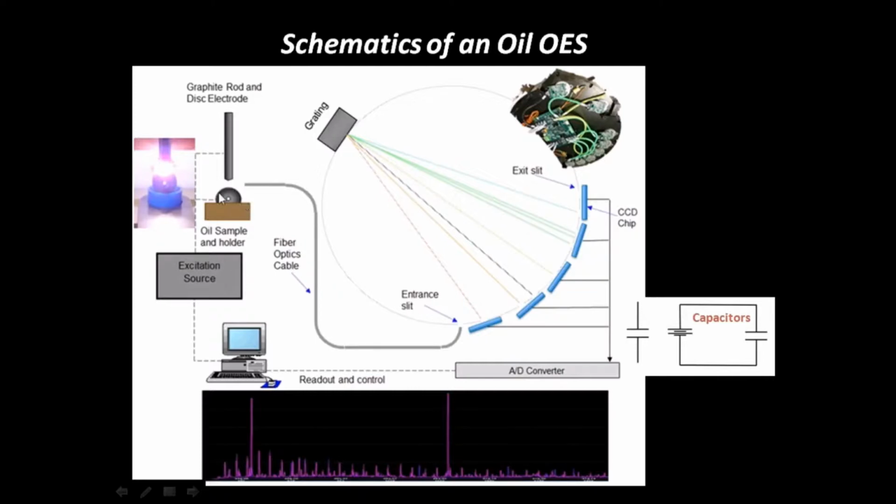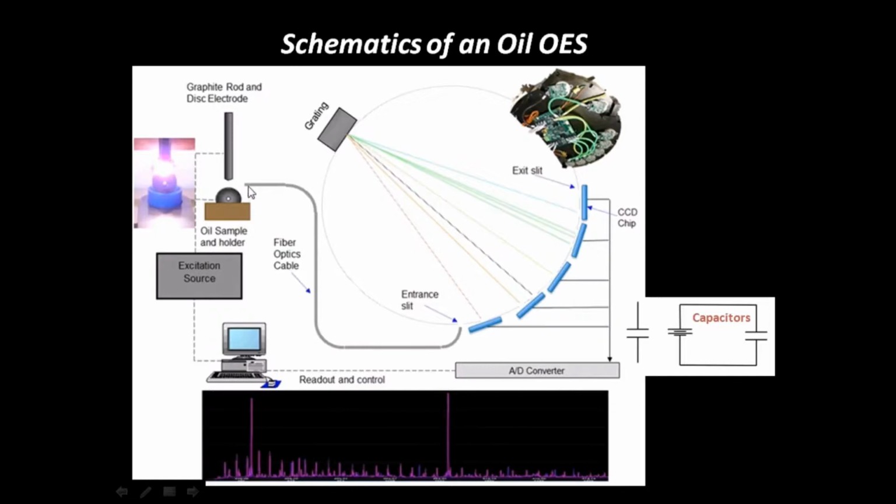Meanwhile, a large electric potential is set up with the help of the electrical excitation source between the disc and the rod electrodes, with the oil sample in the gap between them. The electric potential generates an arc or spark, which vaporizes a part of the sample, forming plasma. Plasma is nothing but hot and highly ionized gas which is electrically neutral and emits intense light.